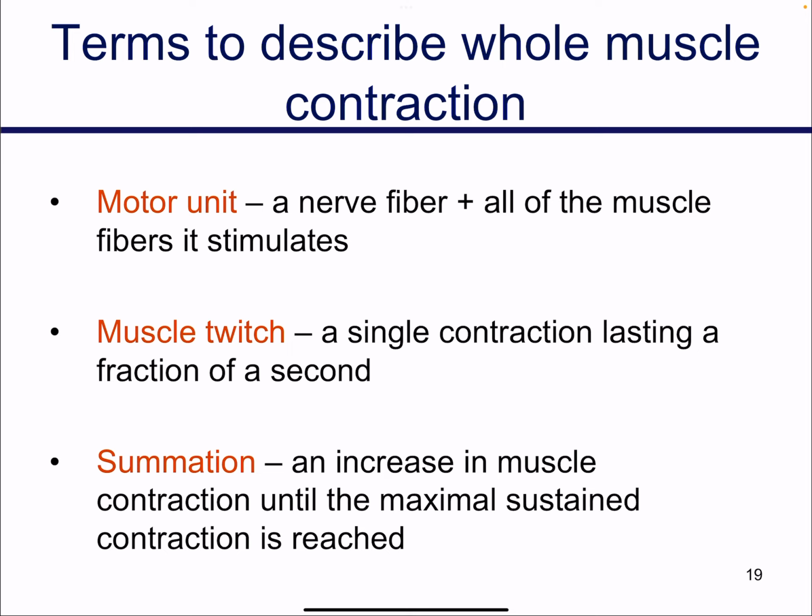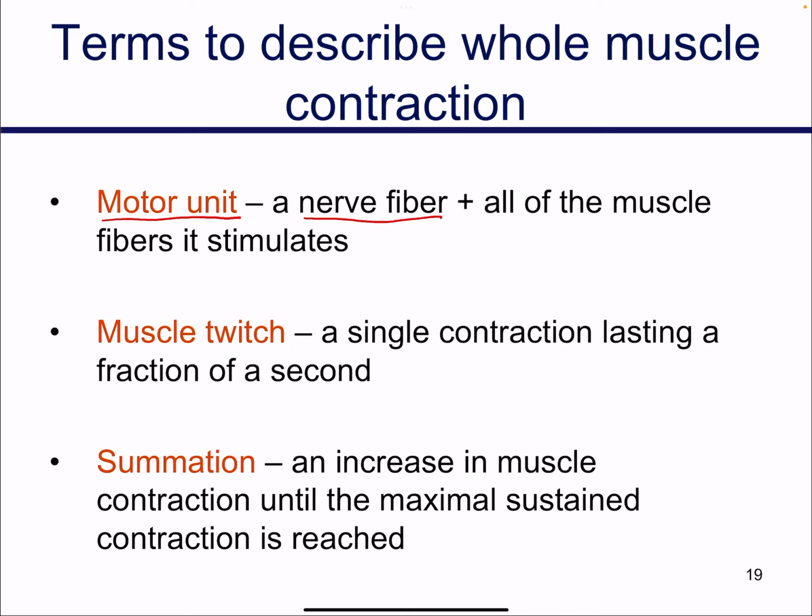The first step is going to be to define a motor unit. What is a motor unit? A motor unit is basically a unit that is controlled by one nerve fiber. So one nerve fiber is going to control the contraction of a number of muscle cells. All right? So that represents a motor unit. So you can have motor unit 1, motor unit 2, motor unit 3, and so on and so forth.